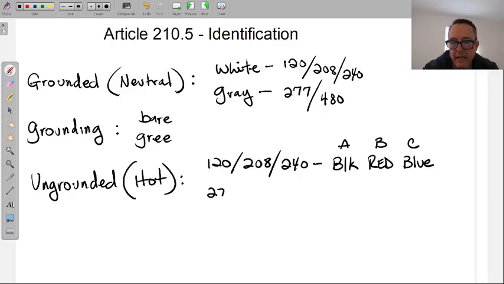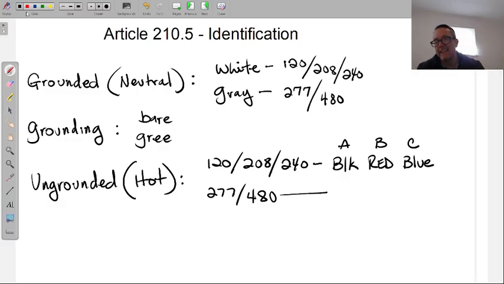And 277, 480. There isn't a third one here. Big long line to get there. Now these colors. Anybody know these colors? 277, 480. Orange is one of them. Yellow's another one. Good so far. And brown. So brown, orange, and yellow. And like they say at Westminster, in that order. Brown, orange, and yellow.